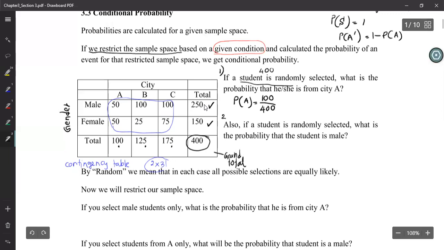And here's another one. If a student is randomly selected, what is the probability that the student is male? Now, do you consider where they came from, the city of the student? No. They can be from any city. We don't care. Out of all these students, out of these 400, what is the probability that the student is a male? So let's find that probability of male. Can someone give me the answer? Probability that a randomly selected student is a male?